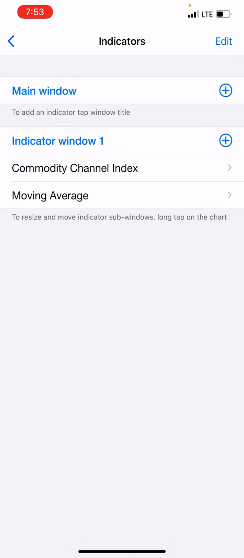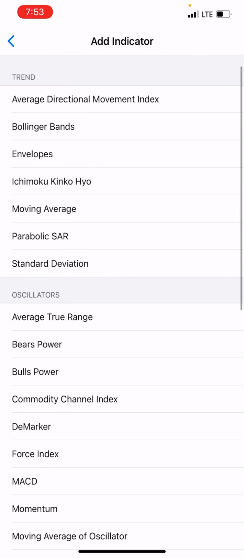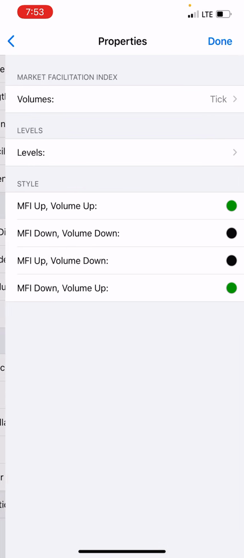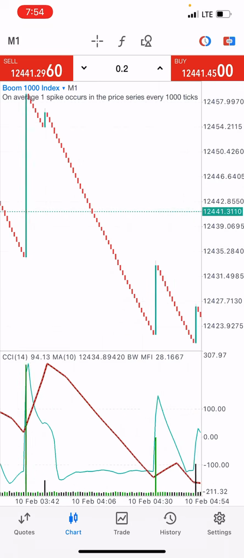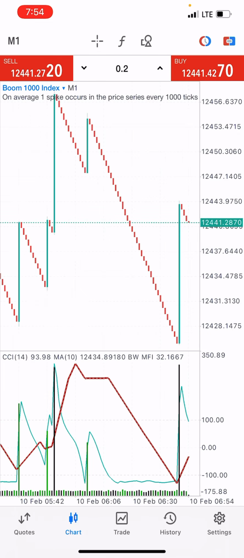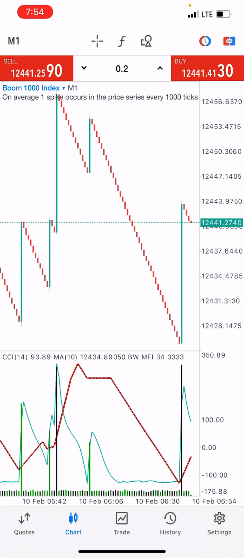Then the last indicator is the market facilitation index, where you select the volume tick, then set all the MFIs as you see on my screen. The MFI up for the volume up, you make it green. The MFI down for the volume down, black. MFI up for volume down, black. And MFI down for volume up, green. You click done. You can see the indicators are set for this strategy.